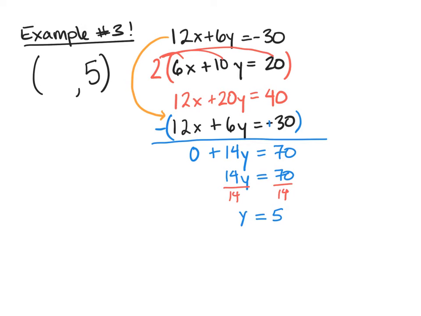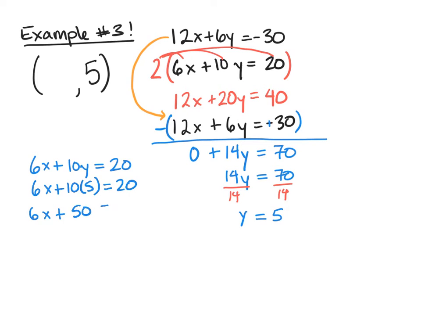So let's use blue, I guess. I'm going to write that equation again down here. 6x plus 10y equals 20, and then I'm going to plug in y equals 5. I'm going to plug it into that y right there. So let's do that real quick. So 6x plus 10 times 5 equals 20. 10 times 5, last time I checked, was 50. So it's 6x plus 50 equals 20.